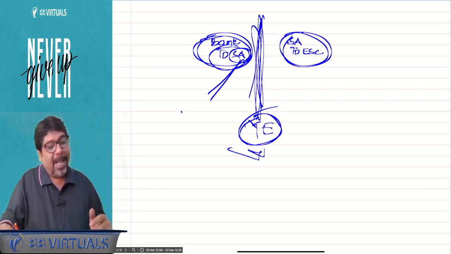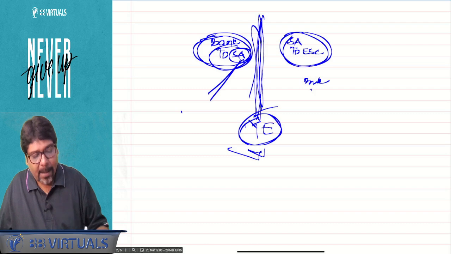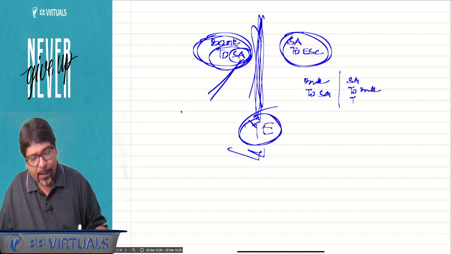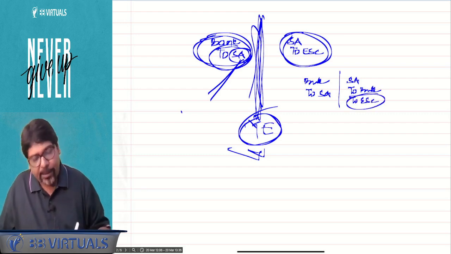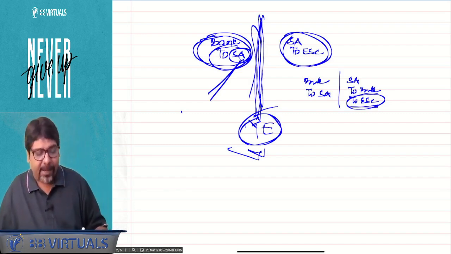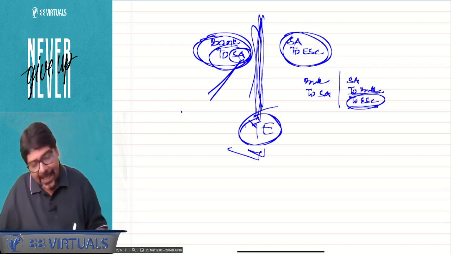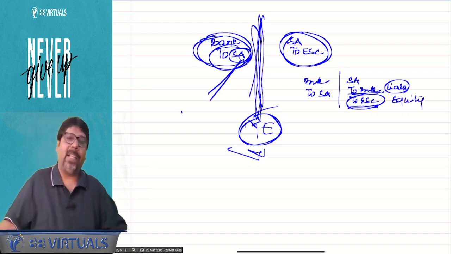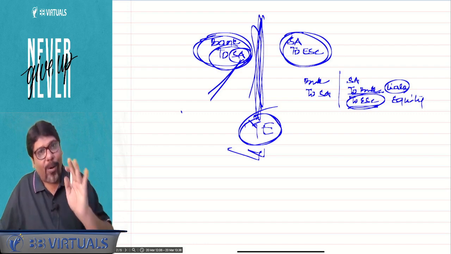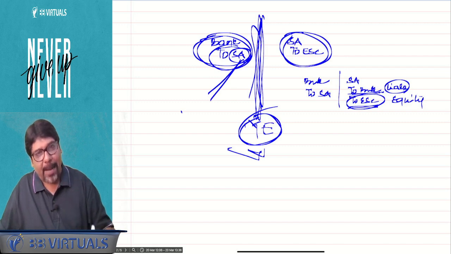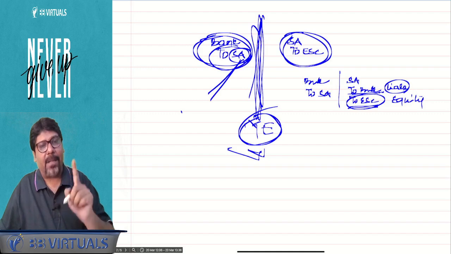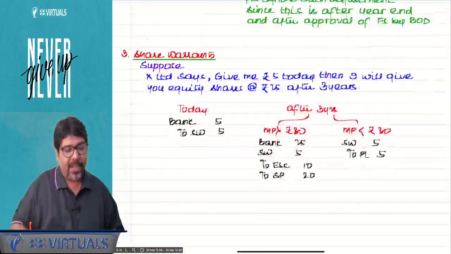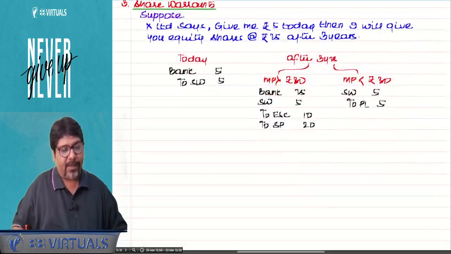Maybe, may not be. Because the first entry is bank to share application, and the second entry is share application to equity share capital. So to some you are supposed to give equity shares and to some you are supposed to refund. This is your liability and this is your equity because we are supposed to give them equity shares. So now I hope you understood bank to share application. To share application means share application money received pending allotment. Correct? Now listen. Let's do an example with journal entries so you will understand.